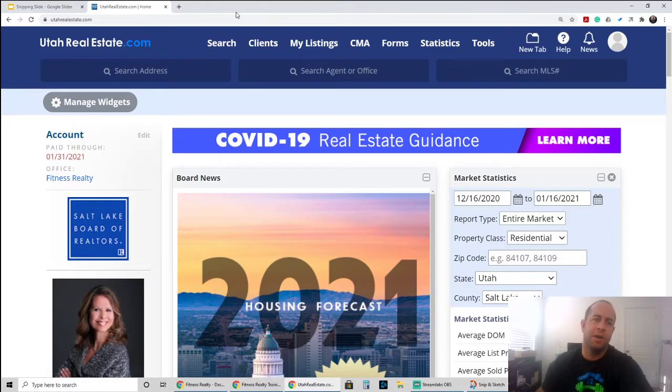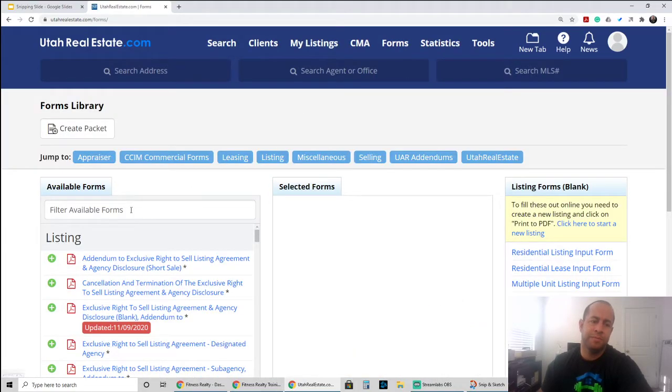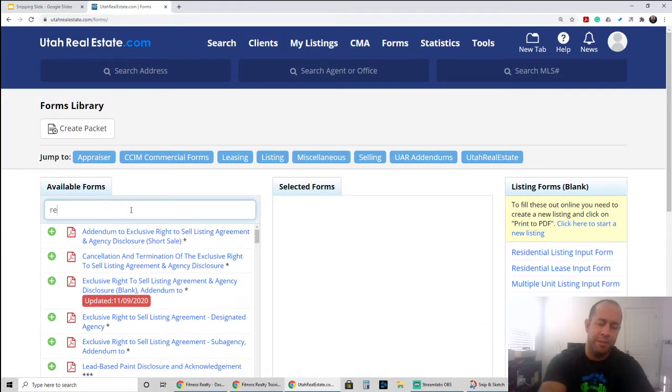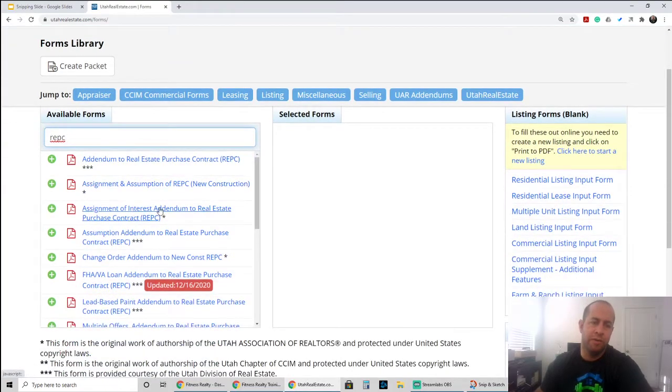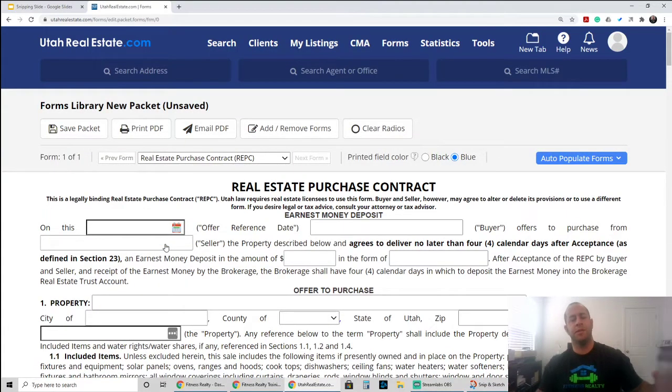So to find it on the MLS, log into the MLS, go to Forms, go to Forms Library, type REPC or whatever you want to do to find it. Scroll down, find Real Estate Purchase Contract REPC. Click on that. All right. So we're going to get right into it.